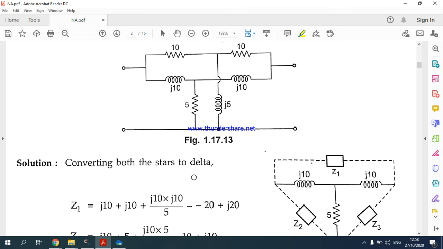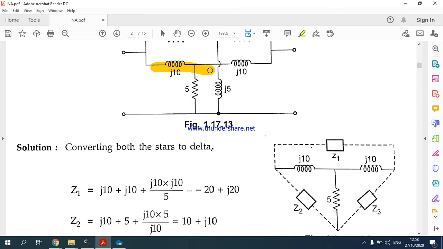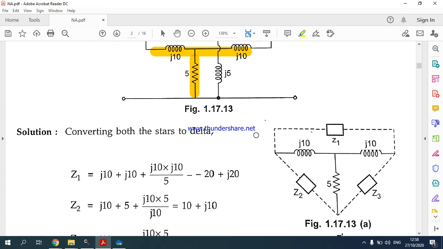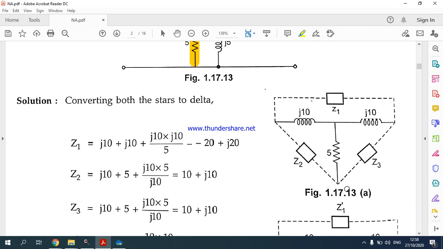So actually, first I want to simplify this T. I will take this T. I will not draw the complete circuit, I will just draw this part of the circuit. What is that part? j10, j10 I have drawn, j10, j10. Next, 5. I want to draw for this star, a delta, right? For this T, I am drawing a delta.